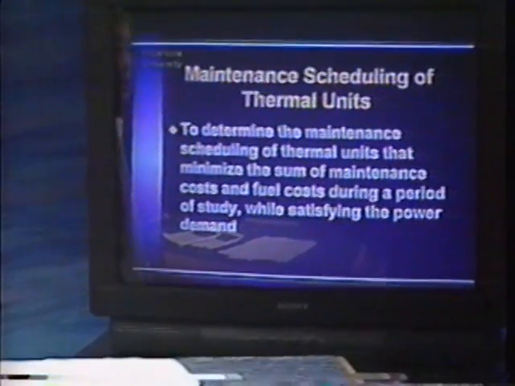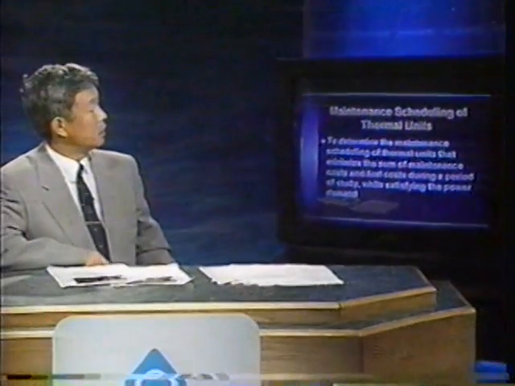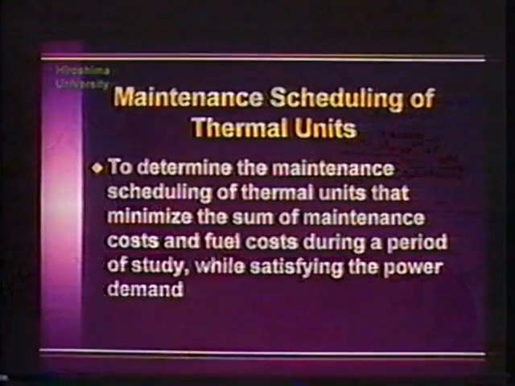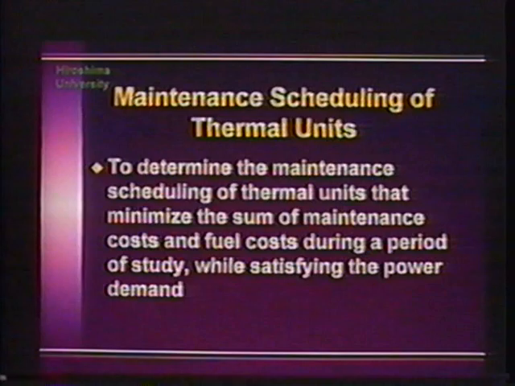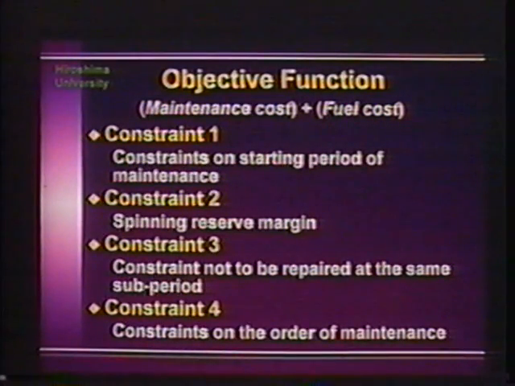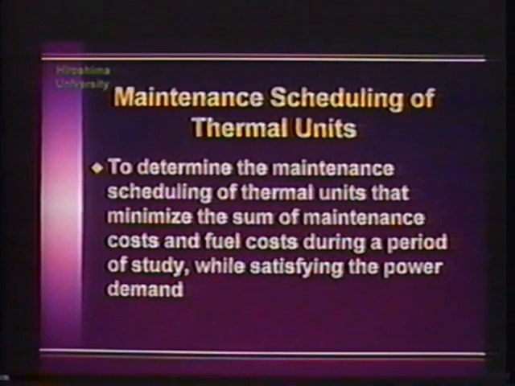So we move to the planning problems in power systems. I shall introduce the maintenance scheduling of thermal units. Thermal units means steam plants. This problem may be described as to determine the maintenance scheduling of thermal units that minimizes the sum of maintenance costs and the fuel cost during a period of study while satisfying the power demand. This is a formal description of the maintenance scheduling problem. Also, the maintenance scheduling problem is a good example of a 0-1 IP problem because to start maintenance or not can be expressed by 0-1 values.